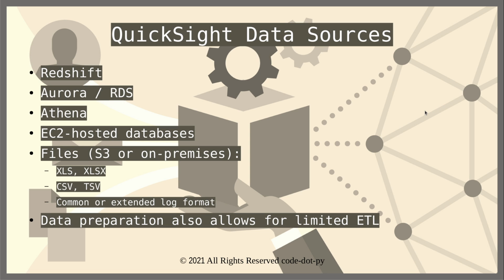Now, these are the possible data sources that can become the source for QuickSight reports or QuickSight visualizations. It could be Redshift, it could be Aurora RDS, it could be Athena, it could be EC2 hosted databases, it could be files in XLS, XLSX, CSV, tab separated files, or extended log format. To some extent, the data preparation through QuickSight also allows for a limited amount of ETL, or a little bit of transformation of the data, but we have to keep in mind this is not a full-fledged ETL tool.